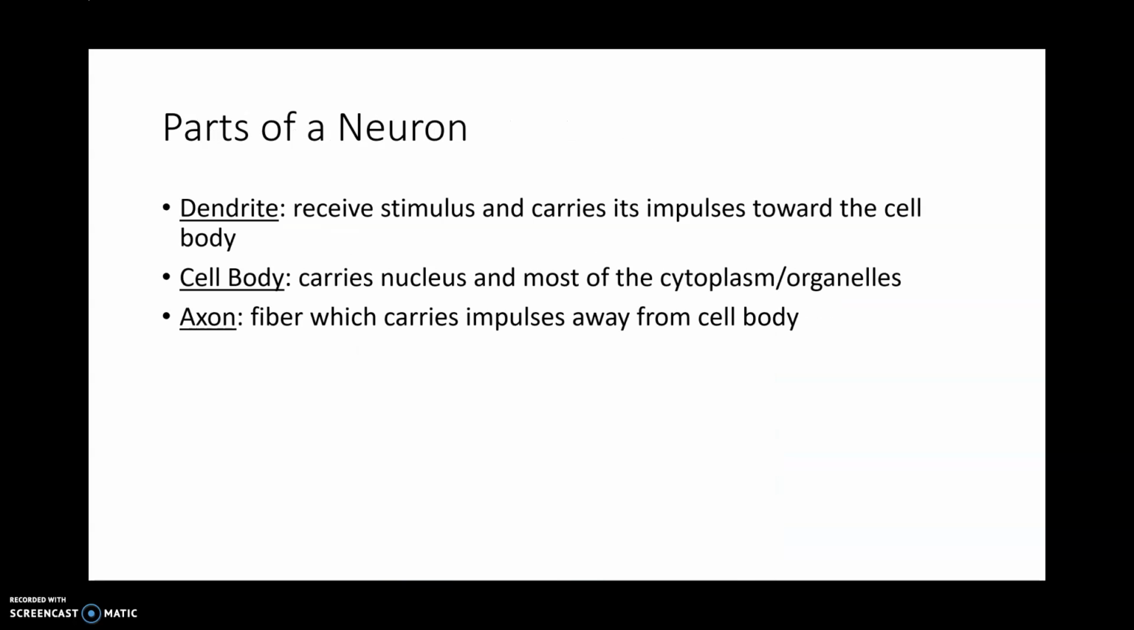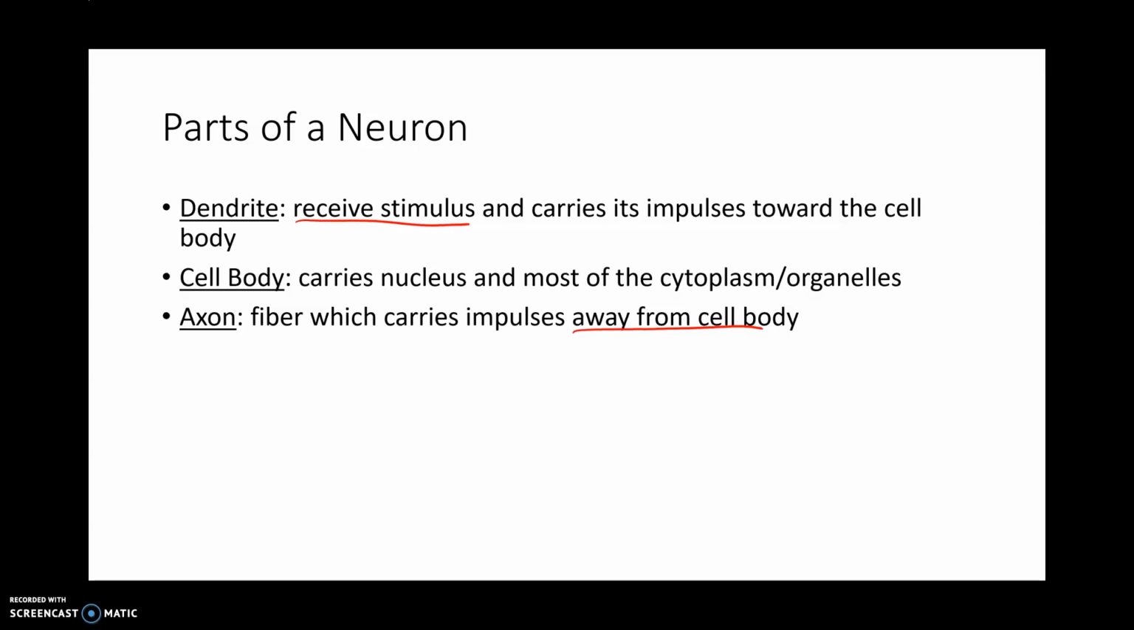So let's define these parts. So the three main parts are the ones I just mentioned. So our dendrites are going to receive stimulus and carry these impulses toward the cell body. So we're receiving the stimulus here. Our cell body is going to have all of the nucleus and organelles within that cell. And then our axon is a fiber that carries impulses away from the cell body. So our dendrite take in the impulse, cell body is going to process that information, and then our axon is going to send that impulse out of the cell body to wherever it needs to go.